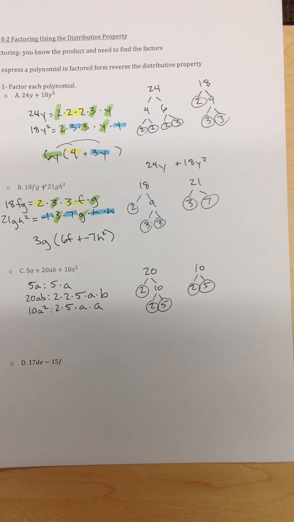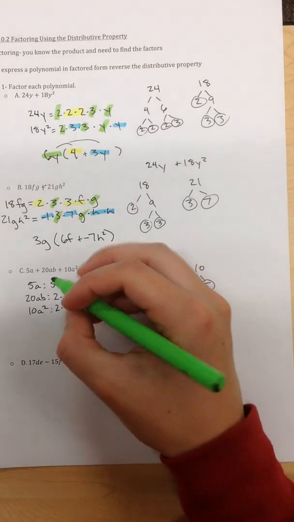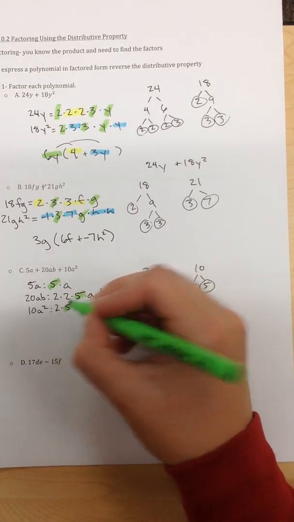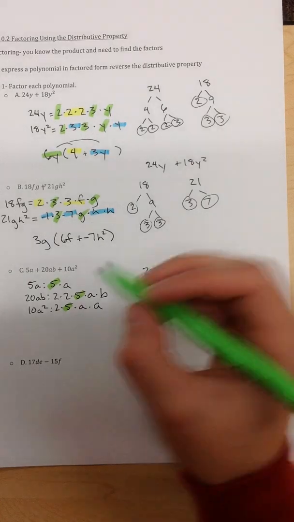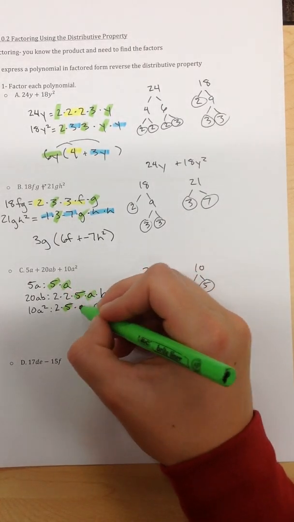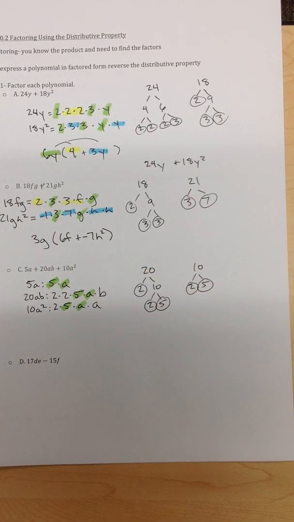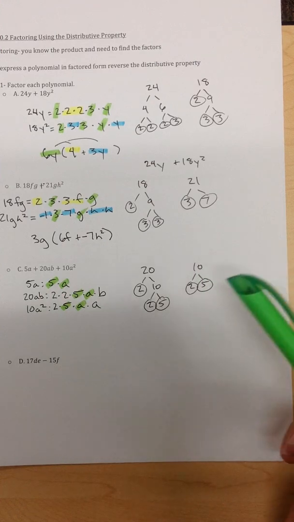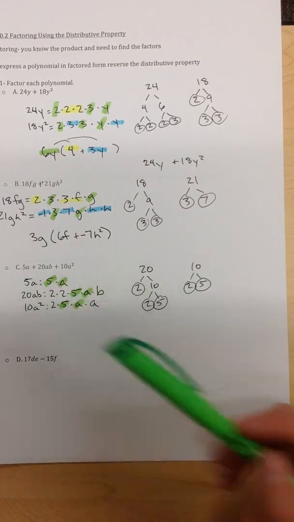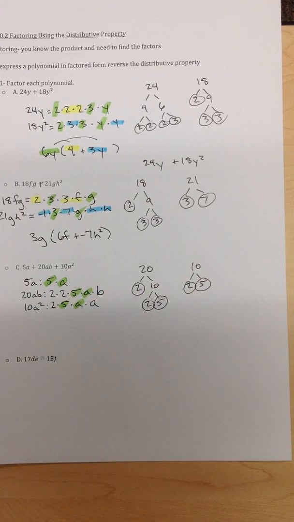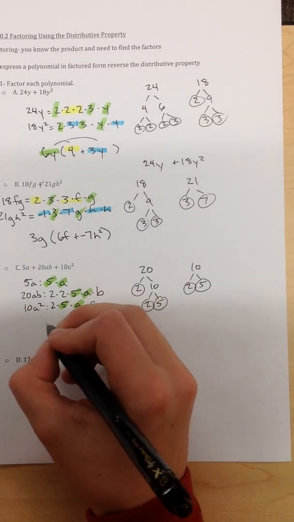Alright, so pulling things out of all of them, looks like I've got a 5 in all of them, so I can pull that out. Pull out 5. Looks like I've also got an A in all of them. Pull that out. And then I don't have anything left in that top row there, so there's nothing else I can pull out. So even though these both have 2's, I can't pull a 2 out because there's not a 2 in the top one. So I'm going to pull that out front. So the 5A goes out front.